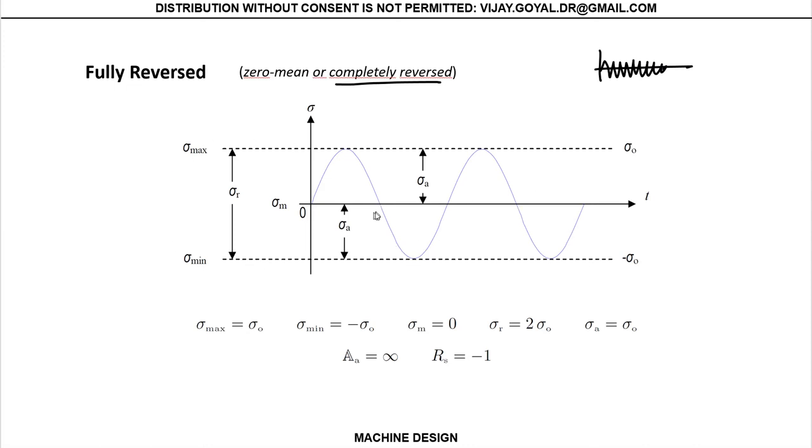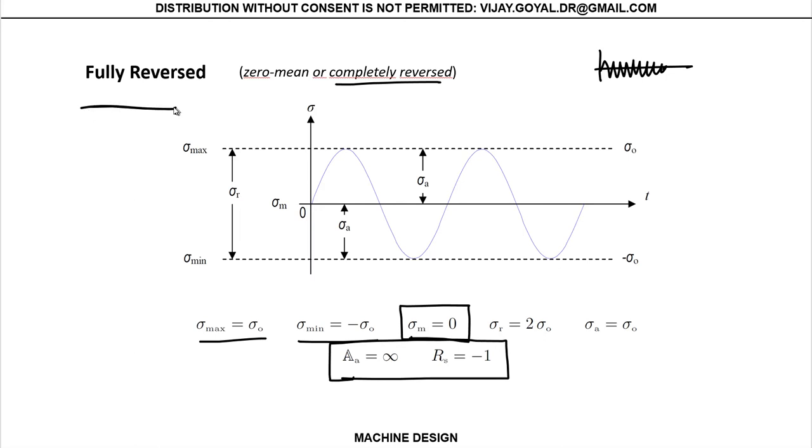And if this was the case, then your maximum is equal to sigma sub zero. If this is your sigma max and sigma minimum, and sigma minimum is minus sigma sub zero, as you can see, then your mean stress is equal to zero. This is important, right? Anytime your mean stress is zero, it typically refers to the completely reversed case. And then these ratios right here are typical of a fully reversed case.